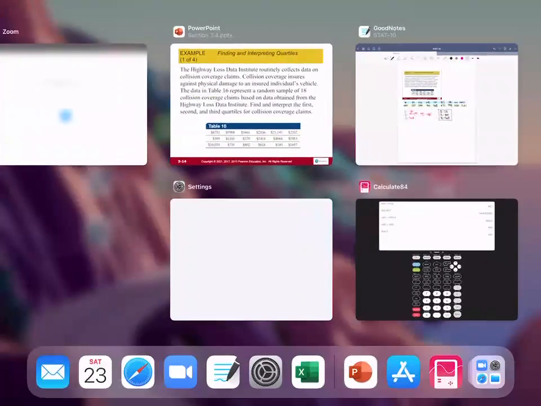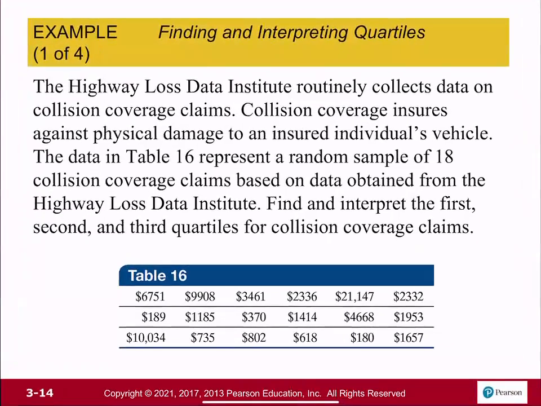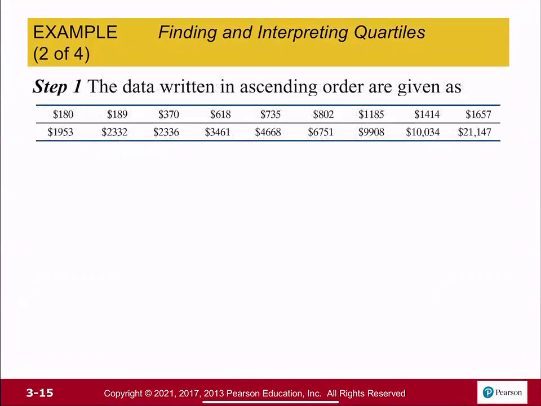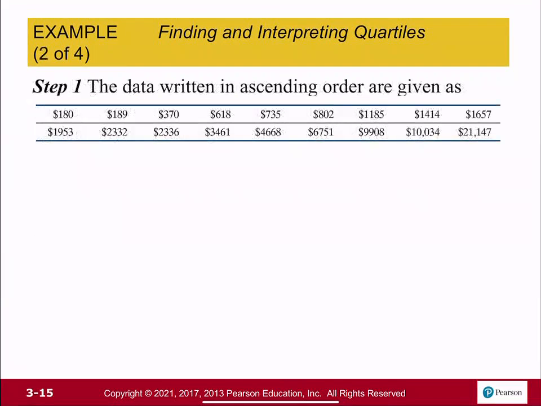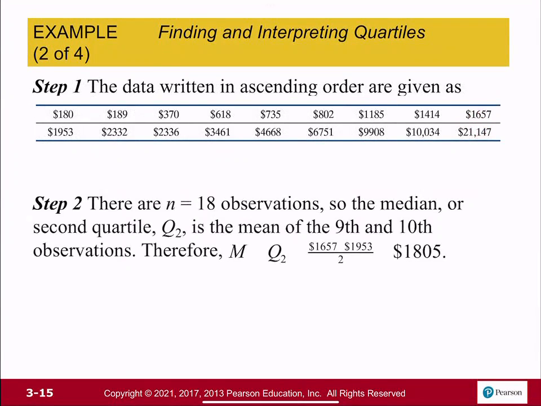All right, let's go back to the slideshow, see if we forgot anything. So we have our data set, we put it in numerical order from the smallest data value over here to the largest data value on the other side. And step 2, since there are 18 observations, the median is going to be the average of the 2 middle numbers. So this would be the median, equal to quartile 2. There's a plus in the middle right here, making it equal to 1,805.